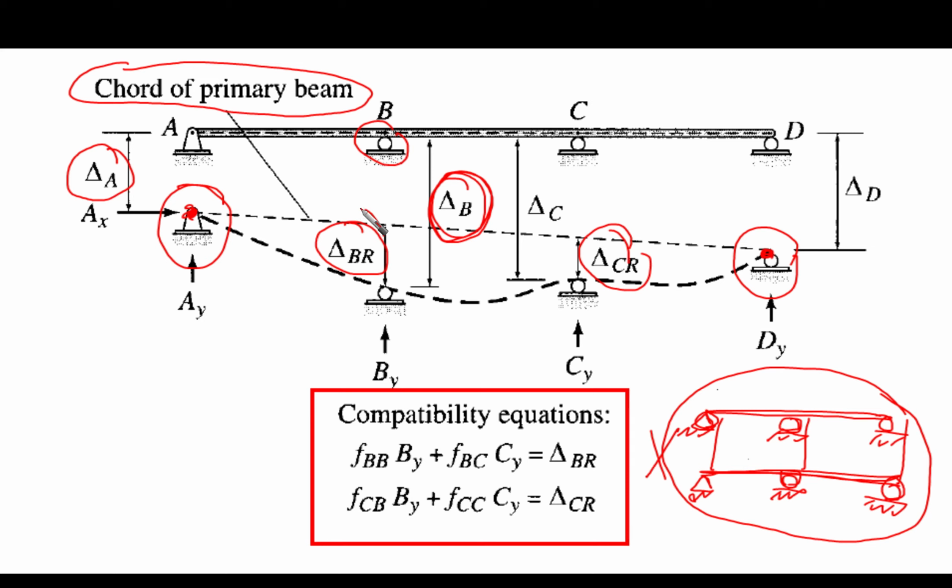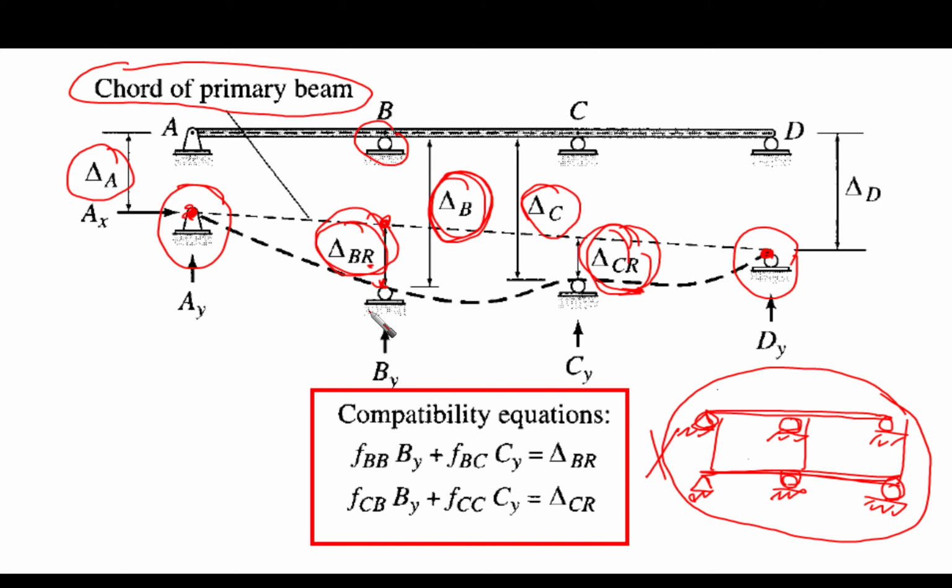So this is what we call it here at B. As you can see, it is measured from this point to the chord. This is delta BR. And if you go to C, you are going to find that this is the chord, and we have delta CR. This is the relative displacement or settlement. We're not interested in delta C. We're interested in delta CR, relative. The R here means relative.